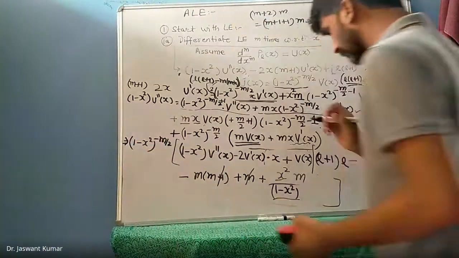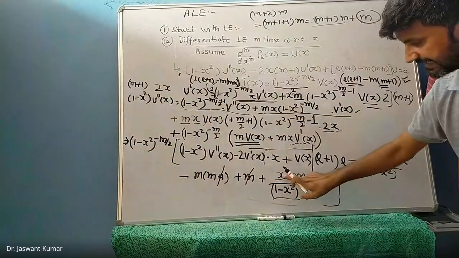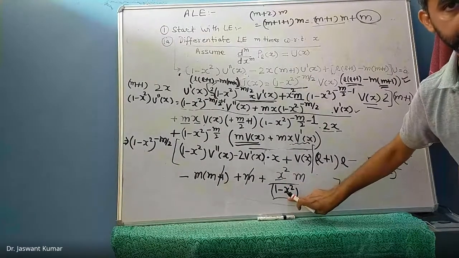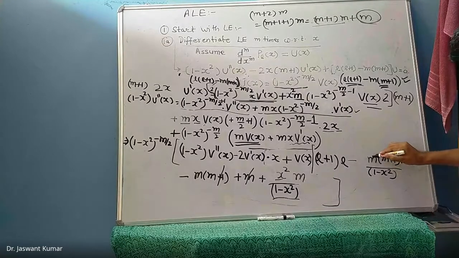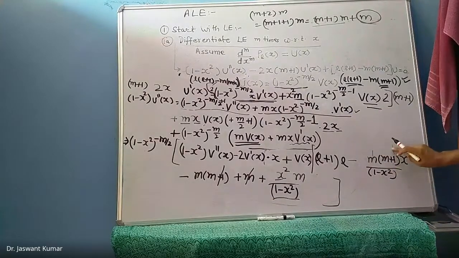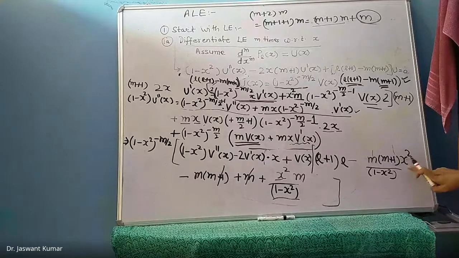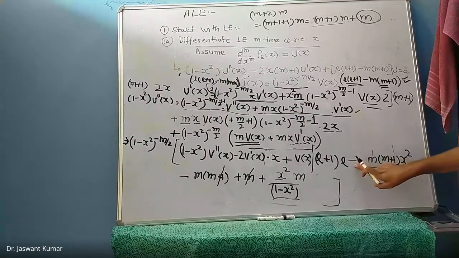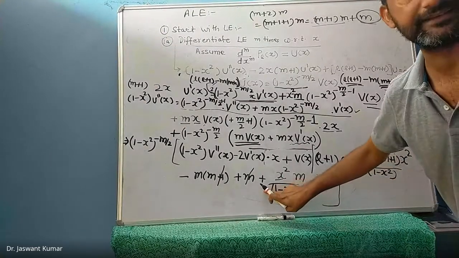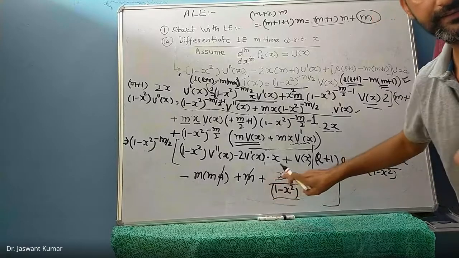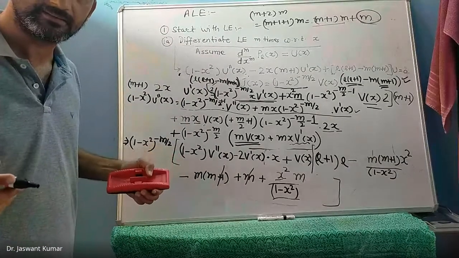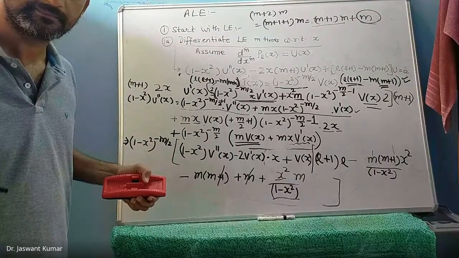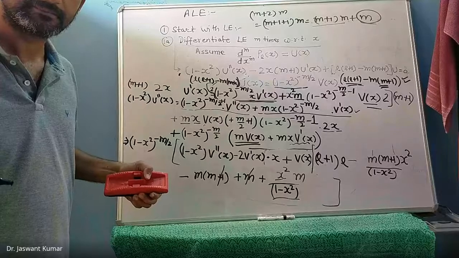Now, okay, see one more thing. This is m into x square divided by 1 minus x square. Okay, sorry, m into 1, which is m, times x square divided by 1 minus x square. This is with a minus sign. This is with a plus sign. Shall I repeat? Yes, sir. Yes, I repeat.